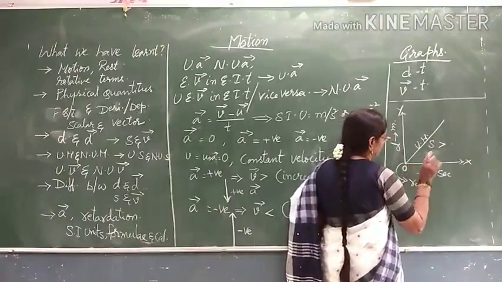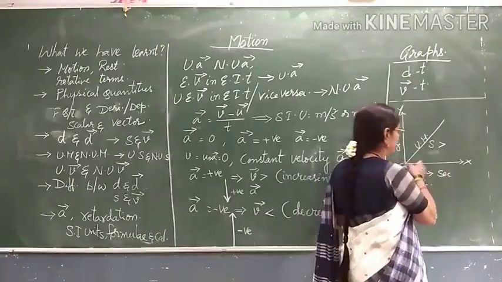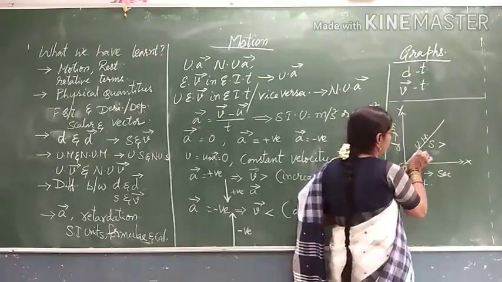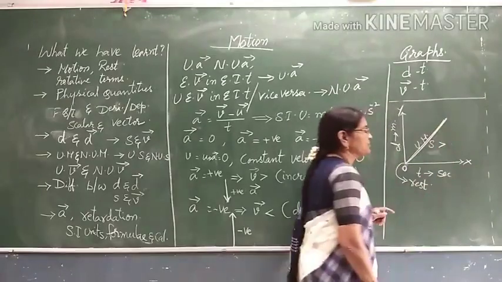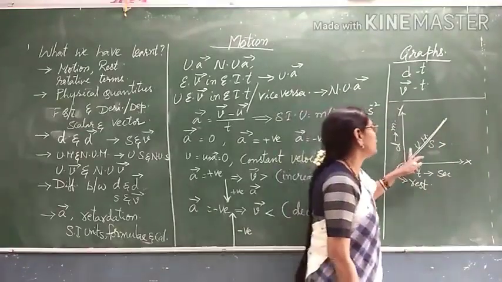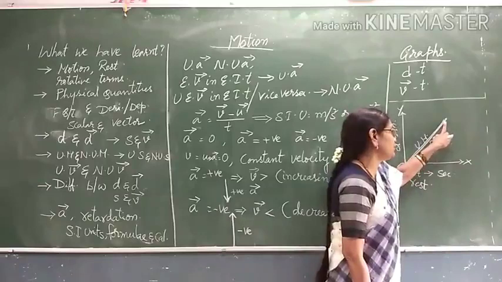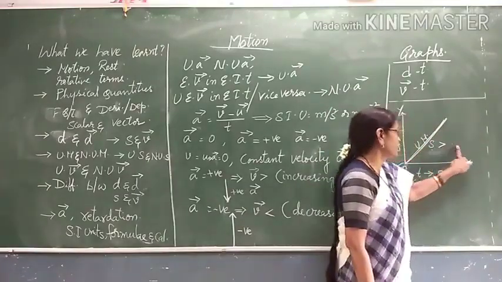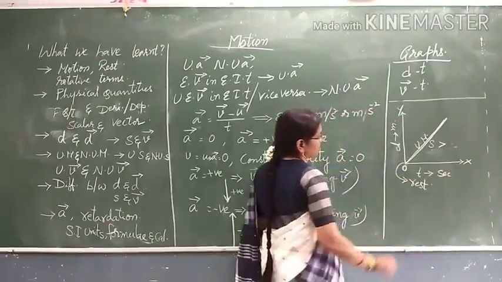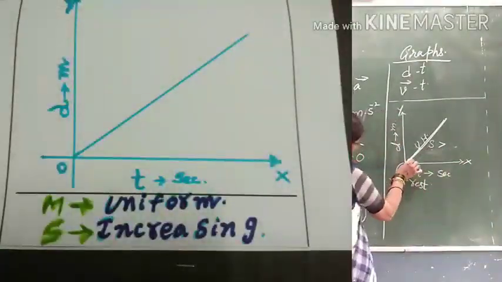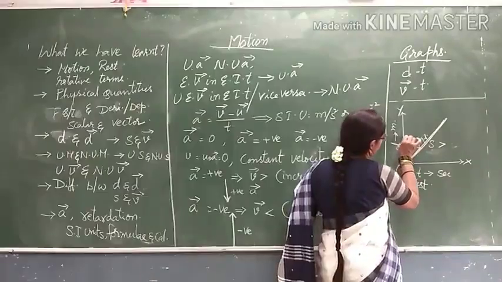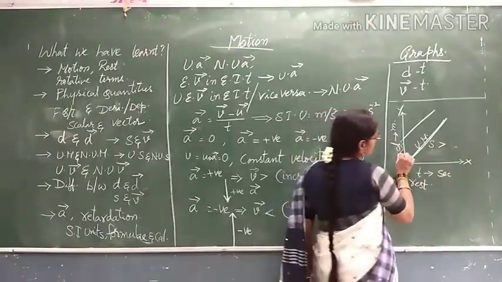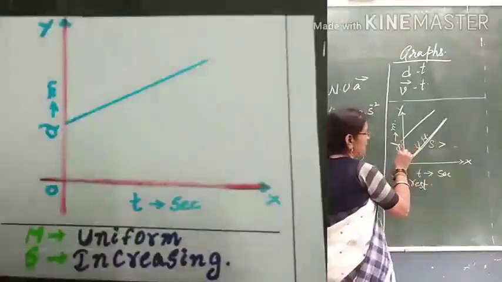If the graph is starting from the origin, it is called from rest position. And if the slope is going in the upward direction and it is a straight line, it is uniform motion. And if it is going in the upward direction, then the speed is increasing. Then next, suppose it is not starting from the origin, that means somewhere from here, so already it is in a moving condition. This is its initial speed.